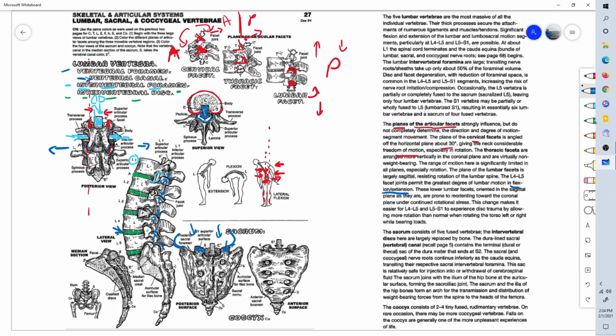So there you have it. Now, the lumbar spine is really good at these two motions right here. Extension backwards, flexion forward, and that's because of the orientation of these facets right here in the sagittal plane. And there is some lateral flexion and a small amount of rotation as well.